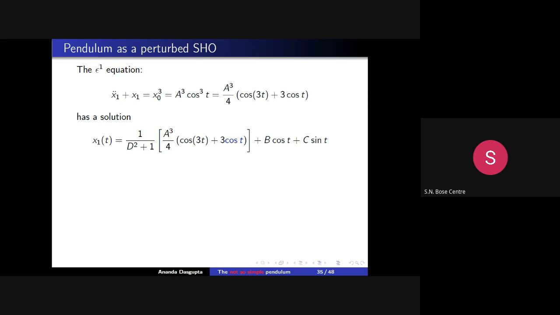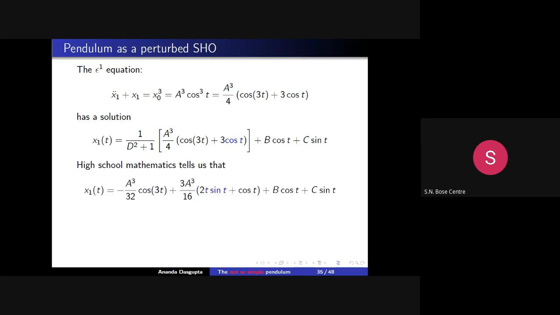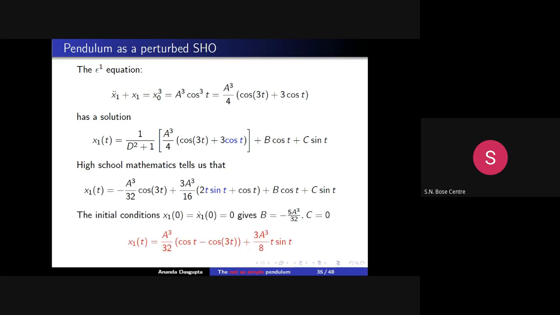Trouble is the term in blue, cosine t, will give a vanishing denominator. Minus 1 whole square, minus 1 square plus 1. Of course, that doesn't mean that this really gives you infinity. It gives you a slightly more complicated term. It actually gives you a t sine t kind of term. The details of this calculation are very straightforward. You can all do it yourself. But the important thing is, ultimately, when you put in the initial conditions and everything, you end up with this additional piece. This is called a secular term, a term which keeps on growing in amplitude.